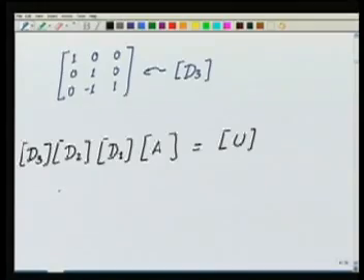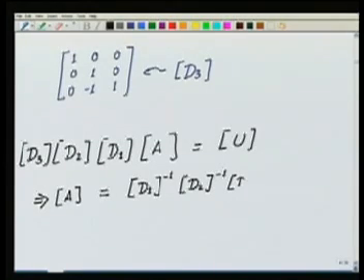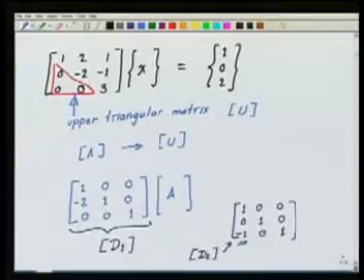Okay. So if I want to now write A in terms of U, I will take the inverse of this set. The inverse of this will be D1 inverse into D2 inverse into D3 inverse into U. Now finding the inverses of these matrices is very simple. So let us see how simple.